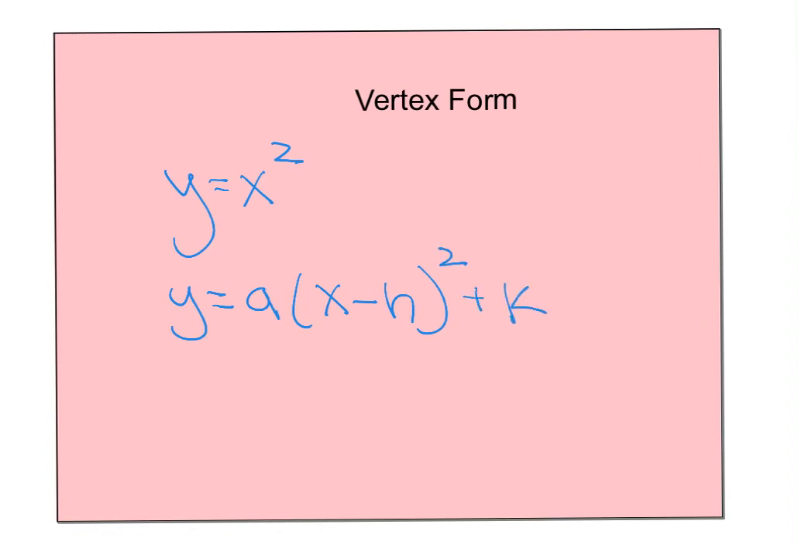y equals a times the quantity of x minus h squared plus k. If you recall, the vertex is h comma k, and the a gives you your stretch. So think of it as the k moves the vertex of the parabola up or down, the h moves it to the left or to the right.